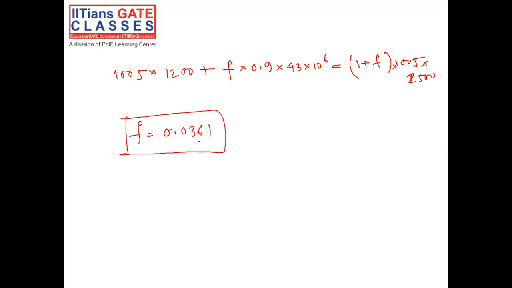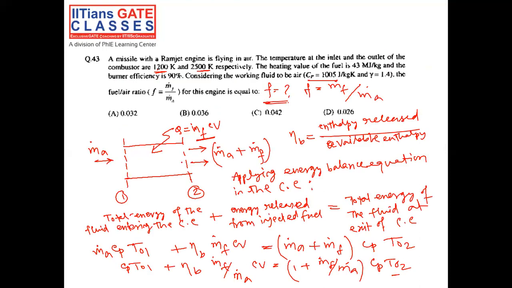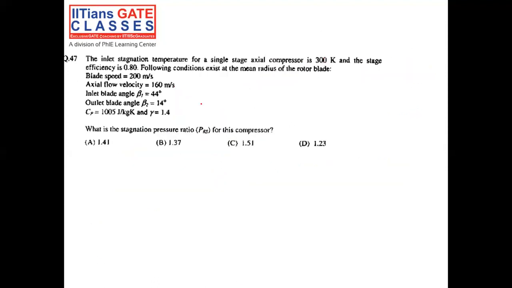So this is the ratio of fuel flow rate to mass flow rate inside the combustion chamber. So this is the correct answer. Moving on to the next question.